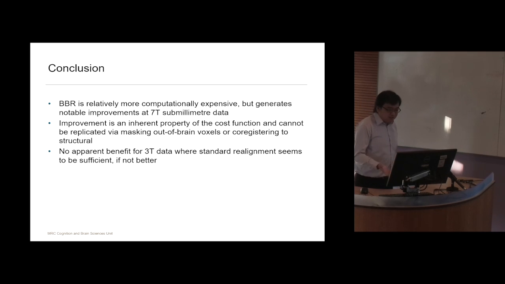What is interesting about this is that this improvement is an inherent property of using the boundaries as a cost function versus something like nearest neighbor or normalized mutual information. And this cannot be replicated by simply masking the brain or simply co-registering to a structural. And again, there's no apparent benefit for using this in 3T, where standard realignment seems to be sufficient, if not better.